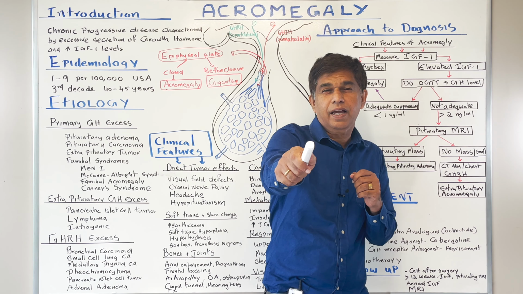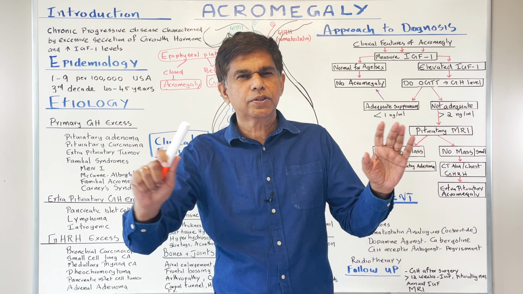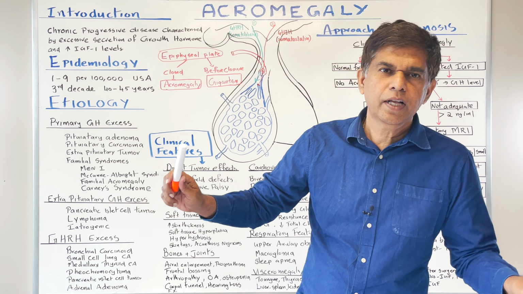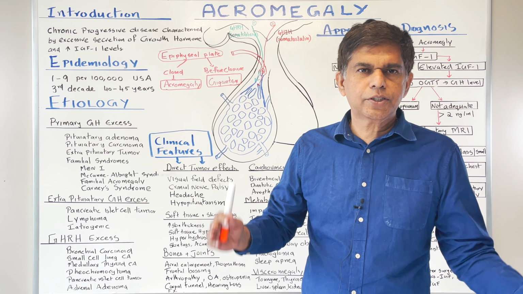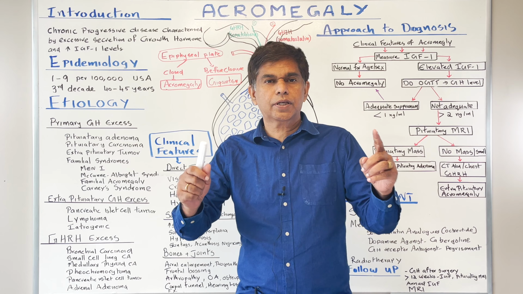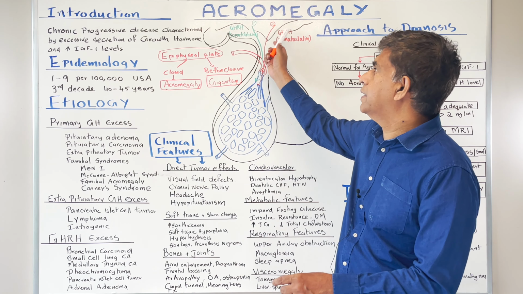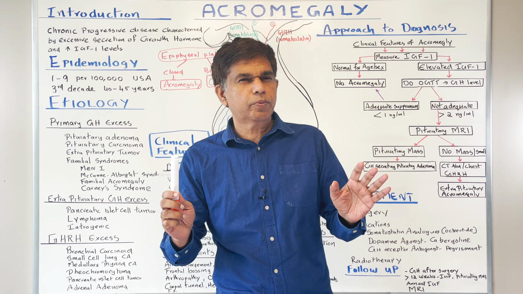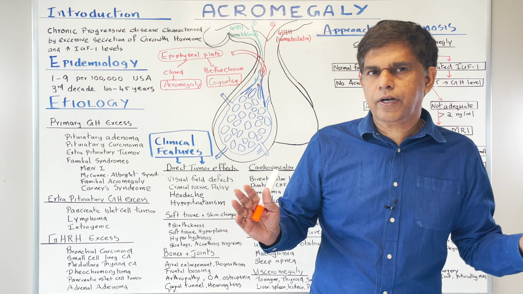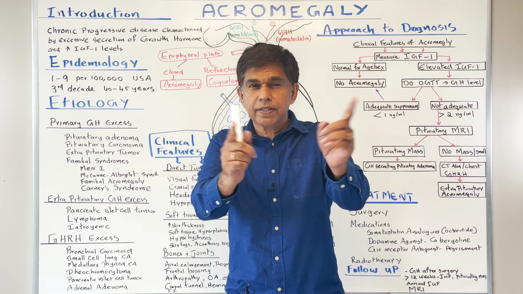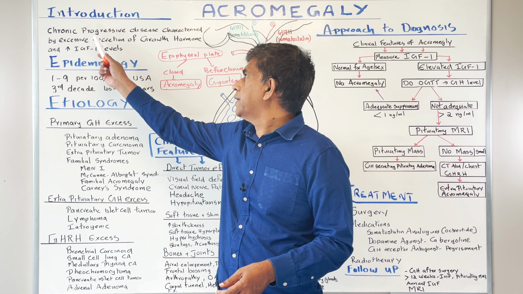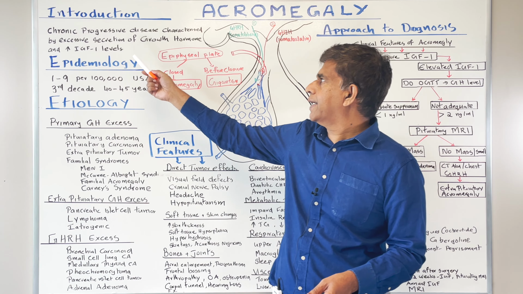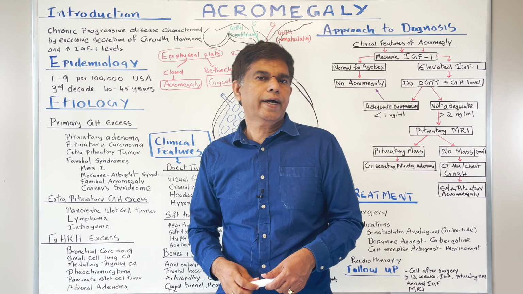Another big topic in endocrinology. Okay, we've been doing a series of lectures on endocrinology. We covered all the hormones in the posterior pituitary. Then we went to the anterior pituitary. Today's topic is acromegaly. Yesterday we talked about growth hormone, its structure and how it functions. So today we're going to teach you everything about acromegaly. Now, first thing we have to look at is the definition. Chronic progressive disease characterized by excessive secretion of growth hormone and IGF-1.